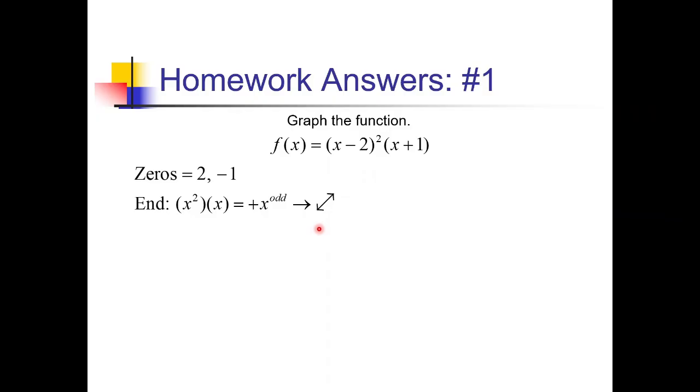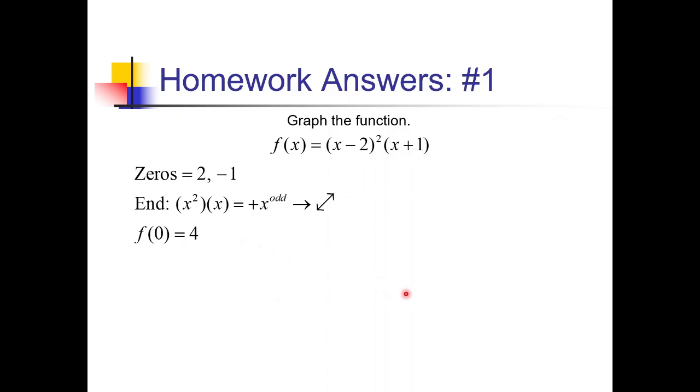And then one other piece of information, we've got two zeros here, so let's find a point in between those. I think 0 is a pretty easy number to plug in. So if I just plug 0 in for all the x's, that's going to be -2 squared, which is 4, times 1, so 4 when the dust settles there.